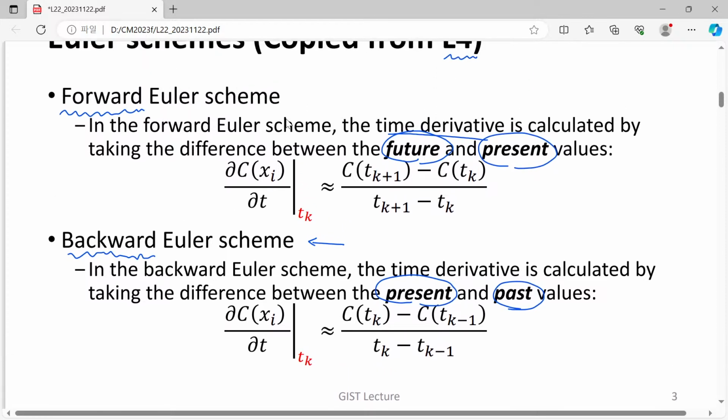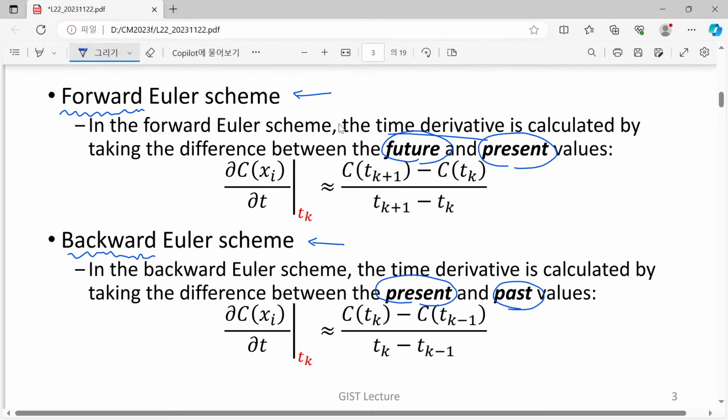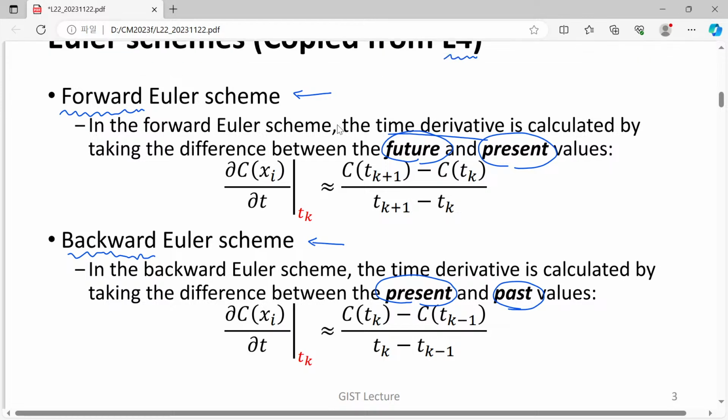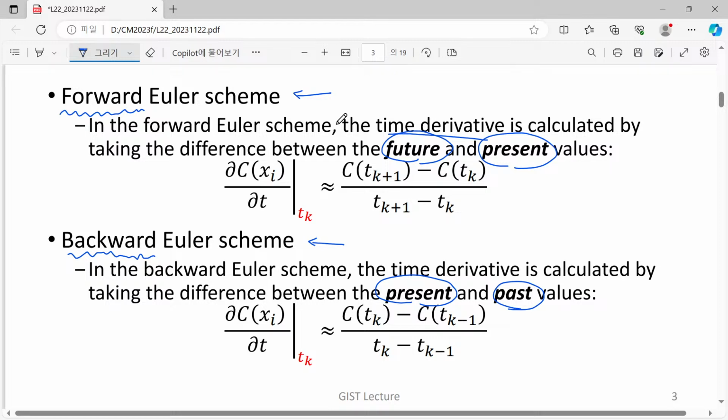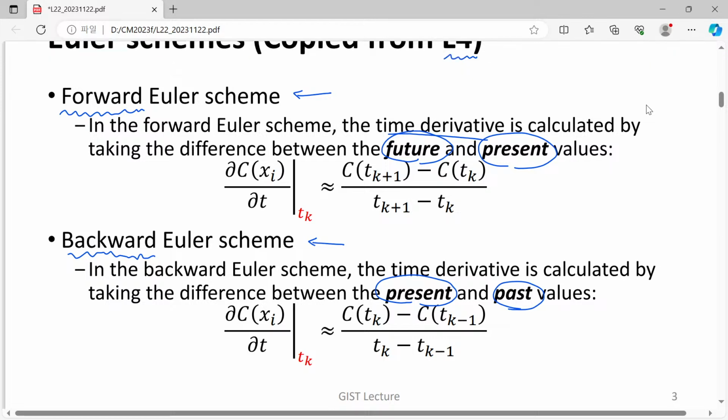The forward Euler scheme is not used in device simulation because it becomes unstable without having quite a short time distance between two neighboring time instances. So this scheme becomes very unstable. And actually there is one subcategory of device simulation where the forward Euler scheme is used.